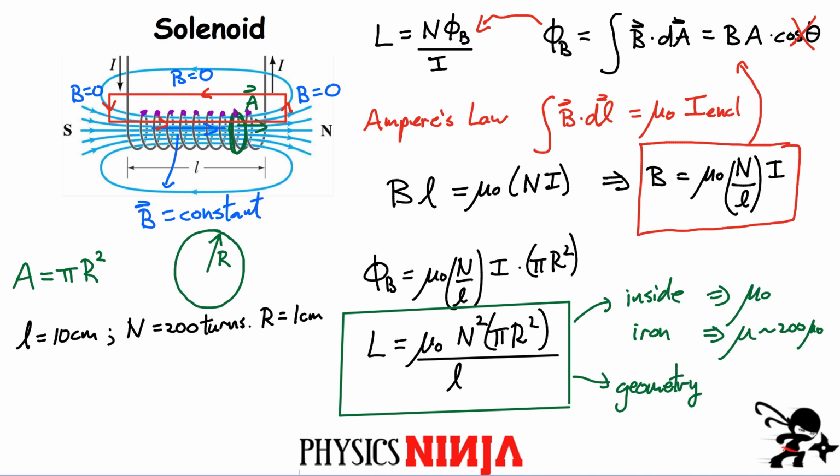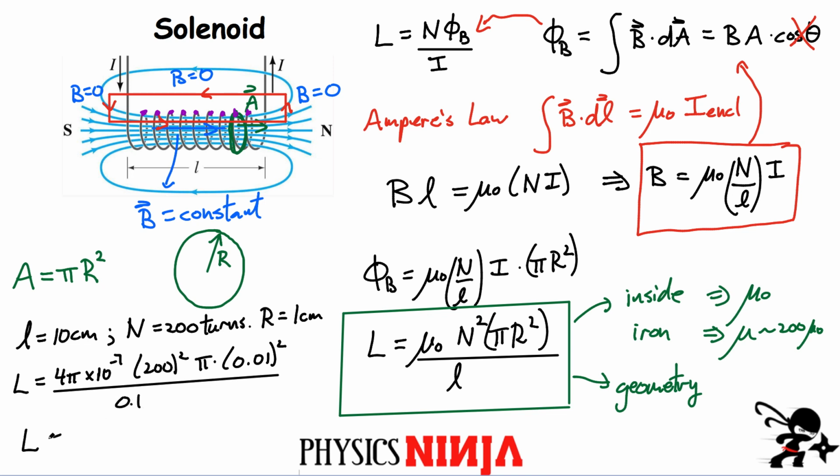Because at the end of the day, if you plug in all our numbers over here, this is what we get. So we get a mu 0 is 4 pi times 10 to the negative 7. Okay. N now is going to be squared, 200 squared. Pi, we can use that with the calculator. R is 1 centimeter. We have to square that one. And now divided by the length. And the length is 10 centimeters, so 0.1.